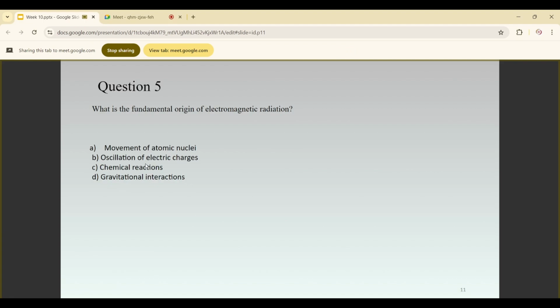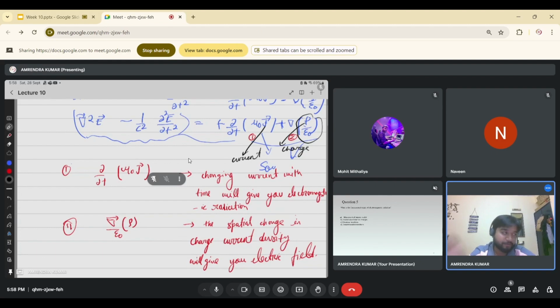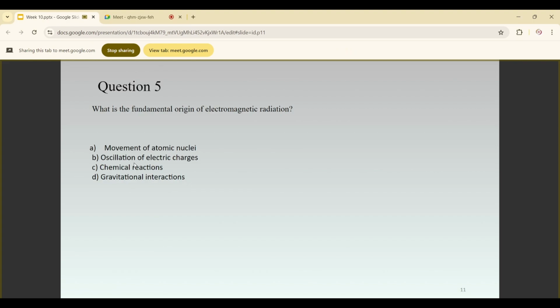The first option is movement of atomic nuclei. Second is oscillation of electric charges. Third one is chemical reactions. Fourth one is gravitational interactions. Now, if you think about it, the movement of atomic nuclei gives what? If any kind of static motion is going on, whatever the nuclei is doing, if it's static, it won't give you anything. So what happens is when the electric charges oscillate.